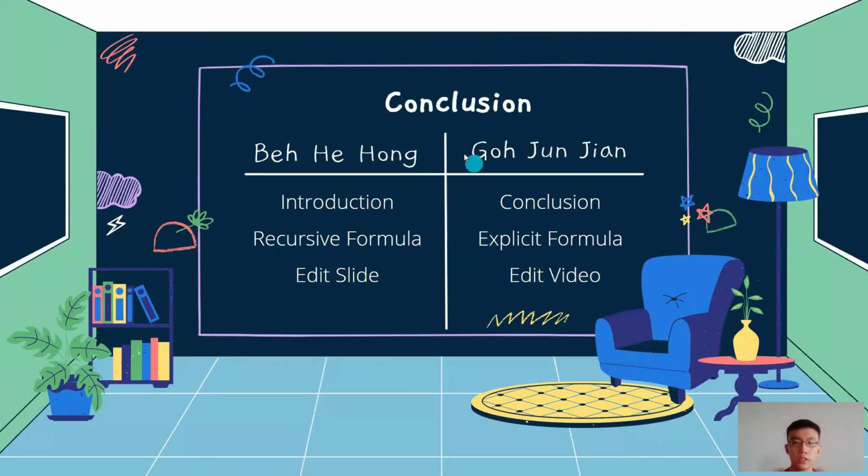So in conclusion, Bae Hee Hong is my partner and I am Gordon Jain. He worked on the introduction, explained the explicit formula, and is going to edit the presentation slides. And I will do the conclusion, explain the explicit formula, and also edit the video part.